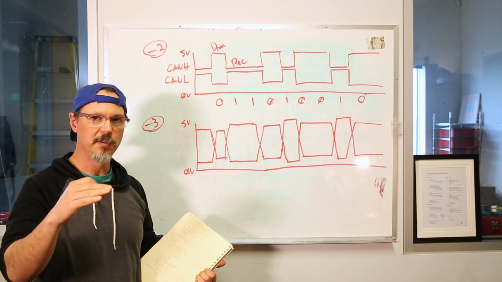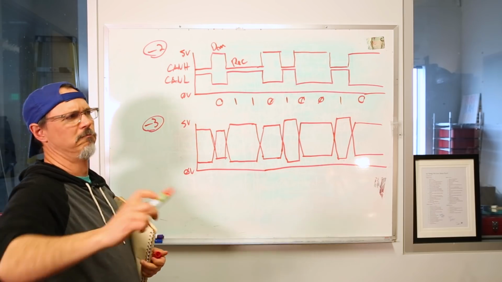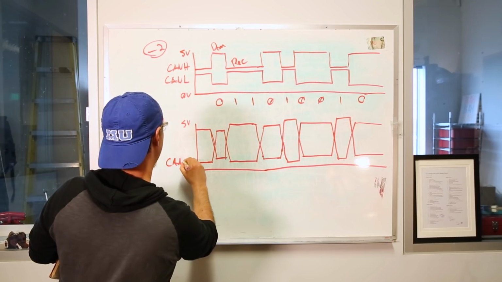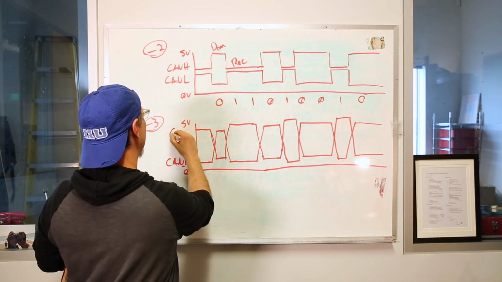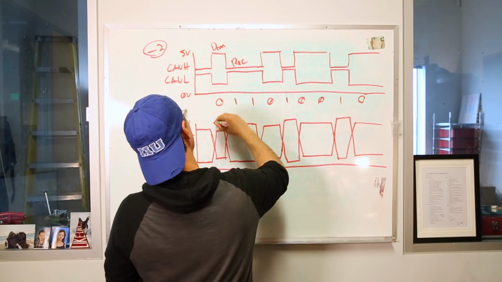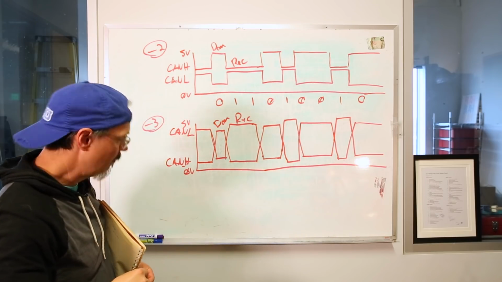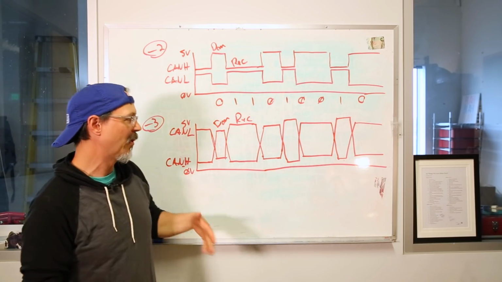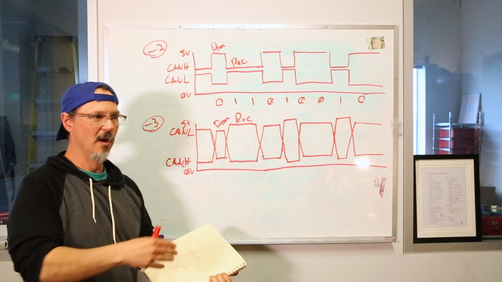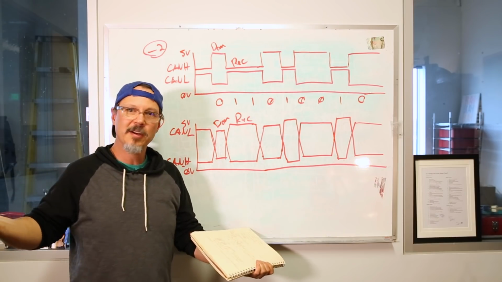Remember that each of the lines, CAN high and CAN low, are held to VCC and ground. So by that logic, this is CAN high starting here, and this is CAN low starting there. And again, that's the dominant bit, that's the recessive bit. Now, a couple of things you should be able to see right off the bat. There's a greater separation between on and off for the low speed, right?